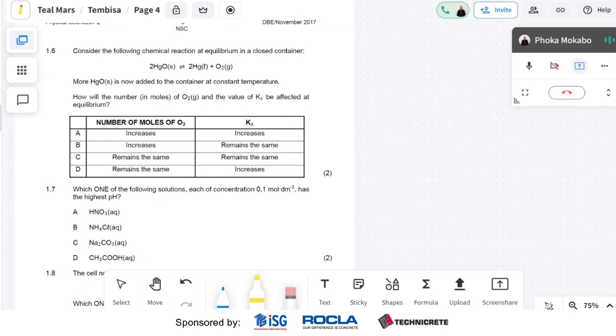Well, if more HgO is added to the container, what will happen is the system will act in such a way as to try to decrease the concentration of HgO, or will try to decrease the amount of it. So in that case, we will have it be used up.